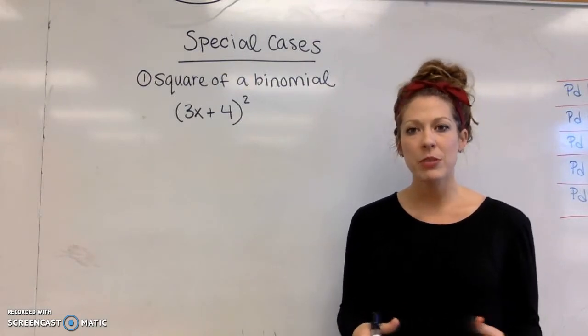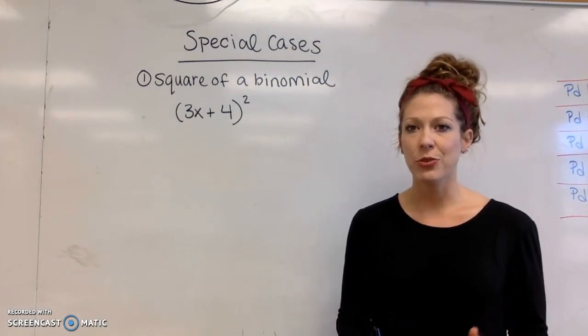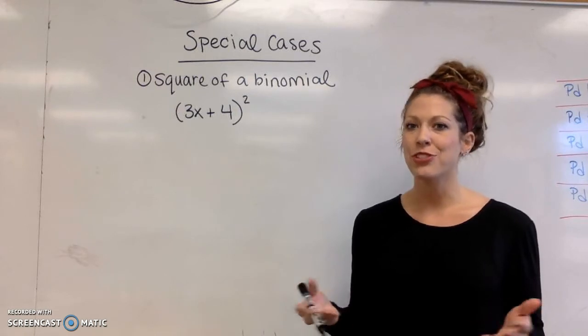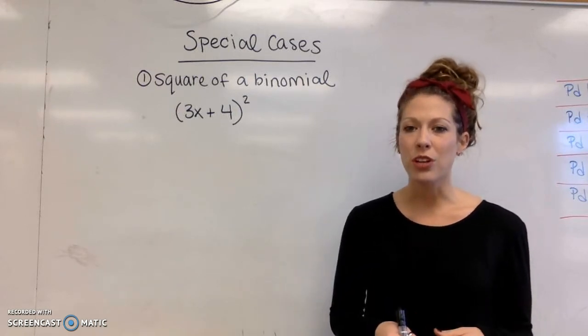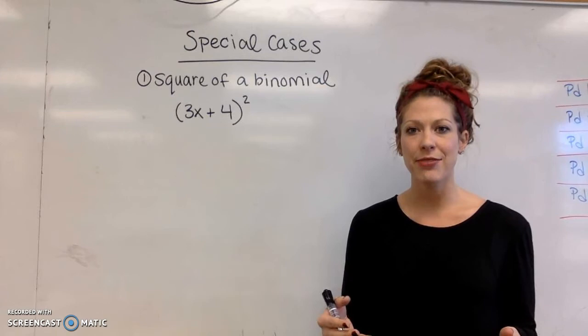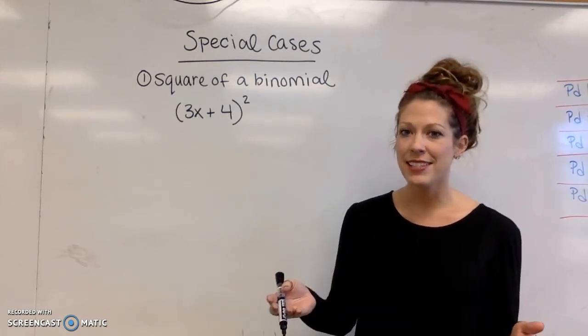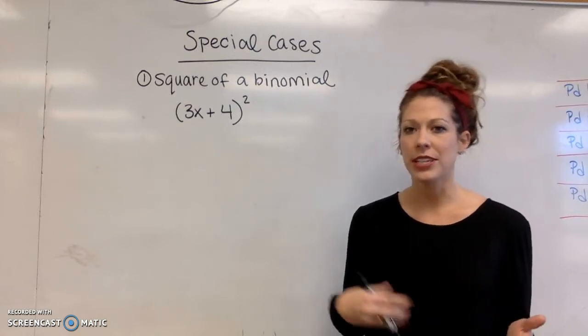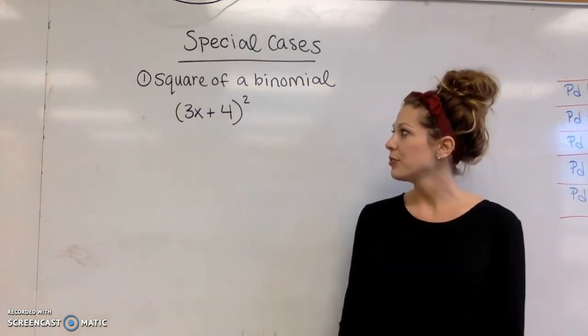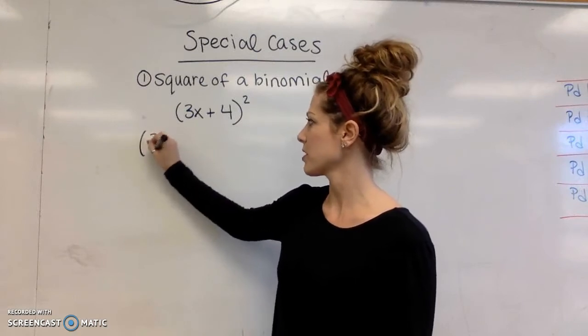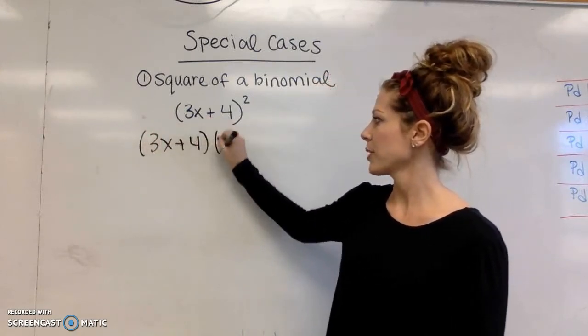Just like what it means when we square a number, like 5 squared is 5 times 5, which is 25. Negative 4 squared is negative 4 times negative 4, which is 16. X squared is x times x. Squiggle squared is squiggle times squiggle. So 3x plus 4 squared just means 3x plus 4 times 3x plus 4.